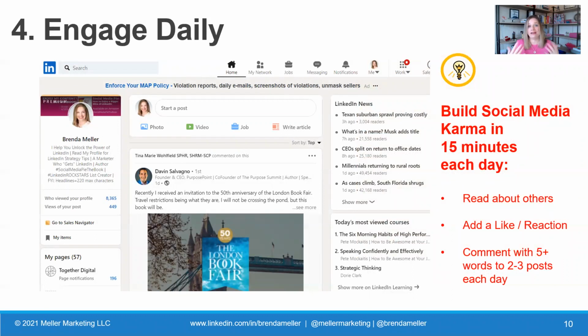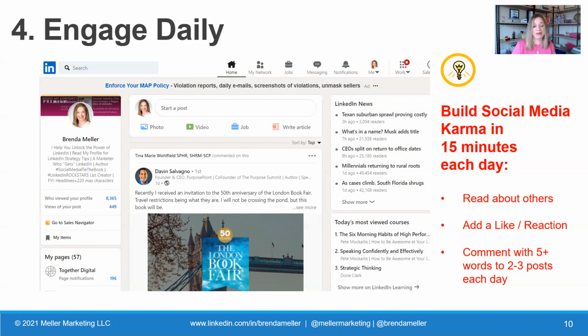And what is karma? You pay it forward and it comes back to you, right? Same thing on LinkedIn. When you pay it forward and you spend 15 minutes in the homepage feed, people like Davin are going to notice that you're paying attention to his posts, that you're commenting, that you're liking them, and he's going to repay the favor to you. He's going to do the same when he sees your post coming up in the homepage feed.